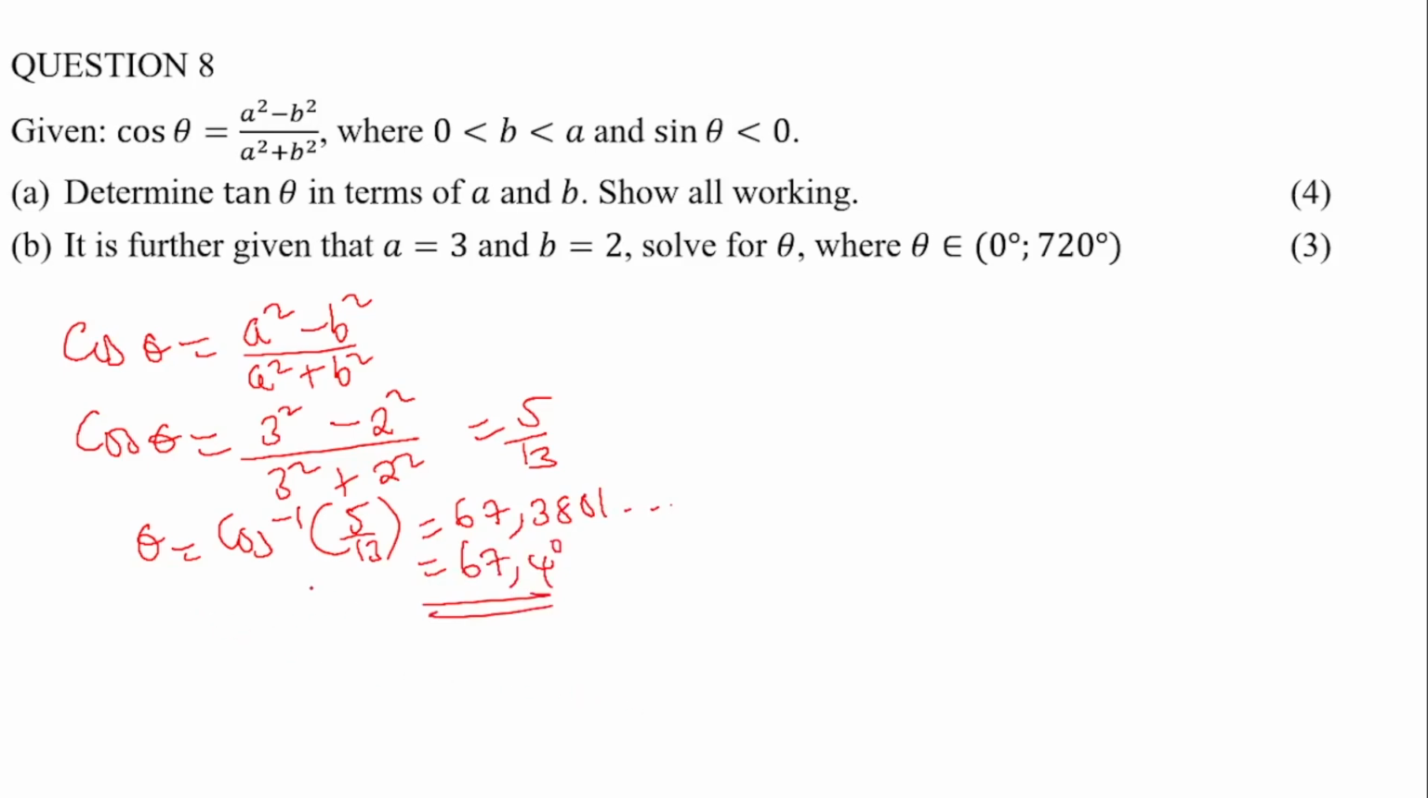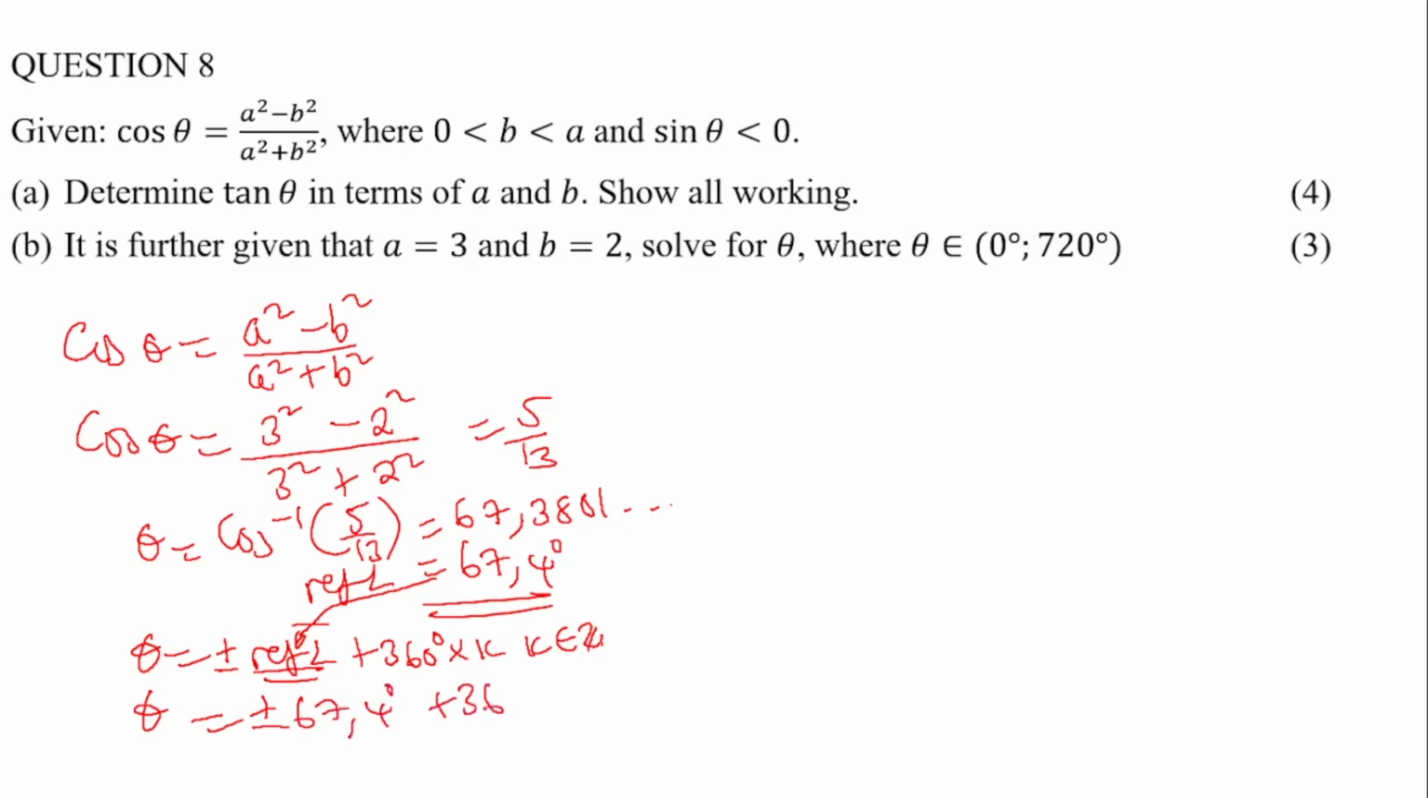Then this is our reference angle. This is our reference angle, right? And then now remember, for cosine, our theta is going to be positive or negative reference angle, then plus 360 degrees times k, where k is an integer. Right, our reference angle here, you put this, so it's going to be theta is equal to positive or negative 67.4 degrees plus 360 degrees times k, where k is an integer. Then you can put this in the calculator. Let's go to the calculator.